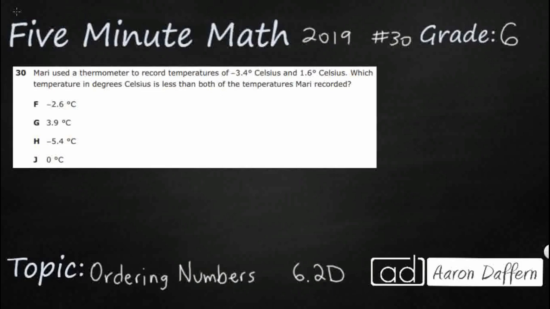Today we are looking at the 6th grade concept of ordering numbers. This is standard 6.2D in the great state of Texas, and we are using item number 30 off the 2019 released STAAR test. If you have not done so already, please go ahead and take a moment to pause the video, work this problem out on your own, unpause it, and then we will look at our answers together.